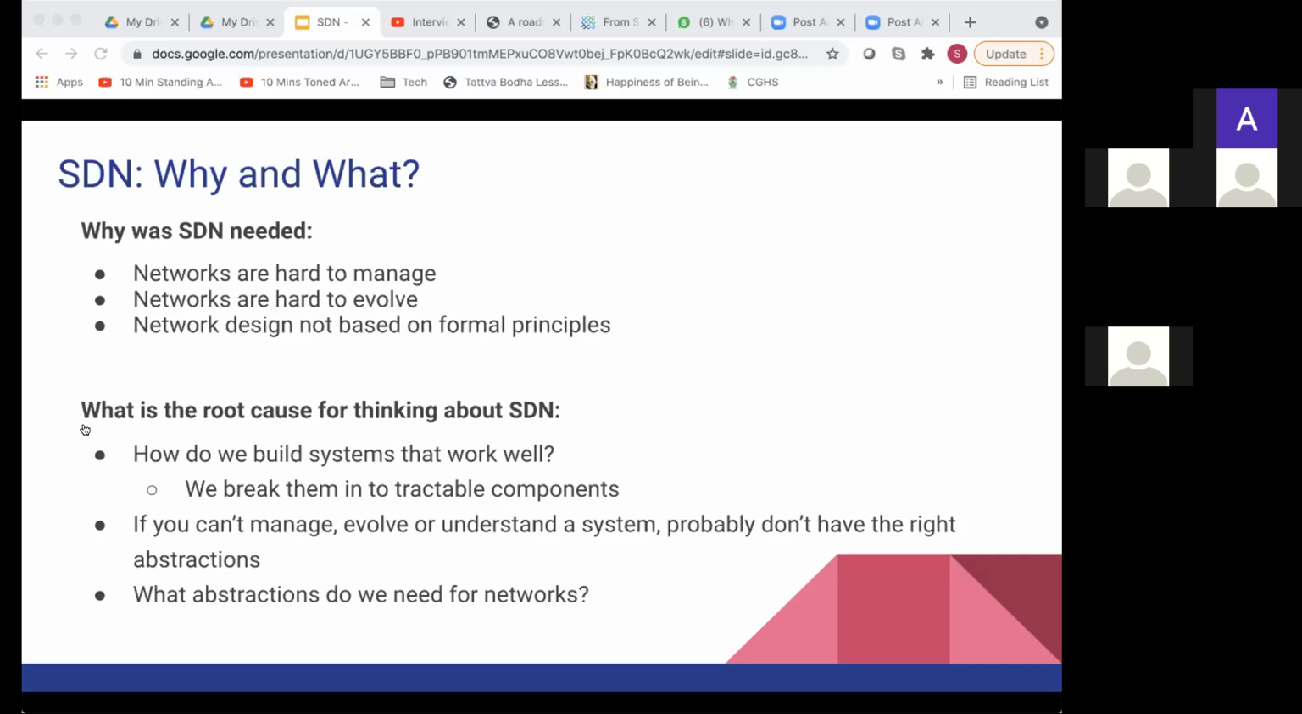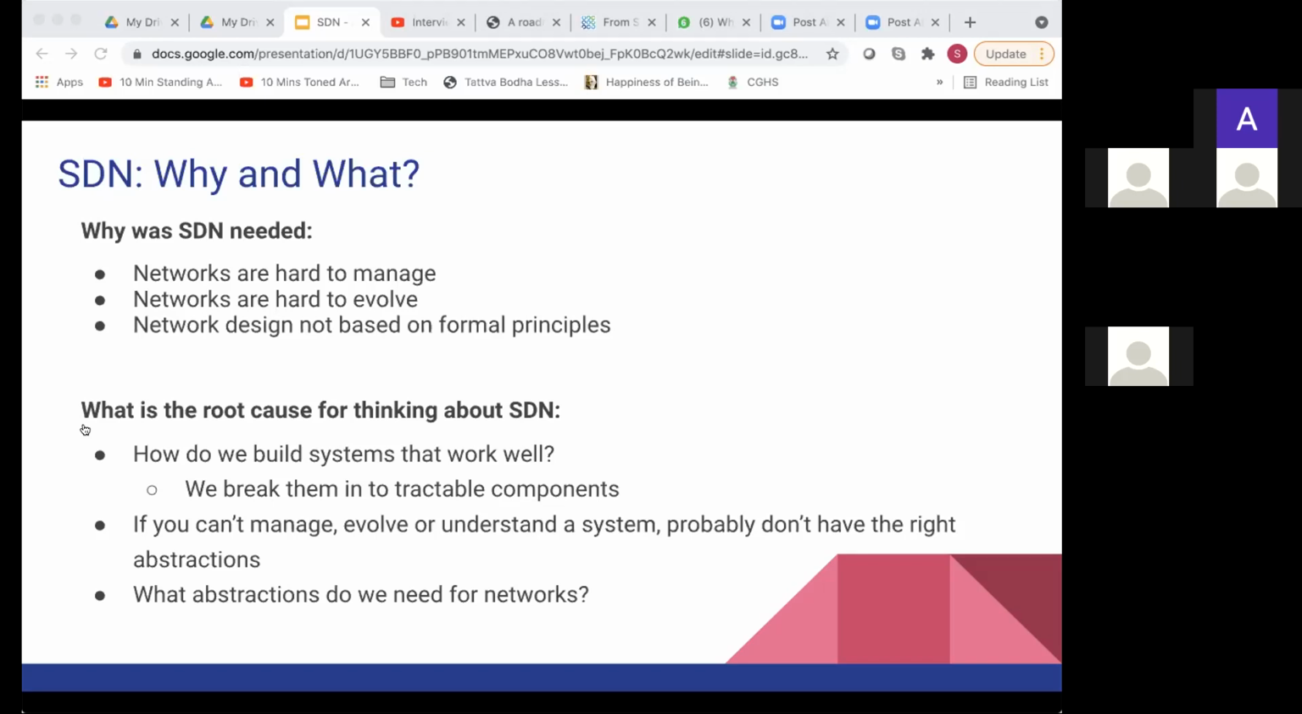So, remember these were the times of Java coming into being, right? Object oriented programming, abstraction, modularity, containerization. All these containerization came in later, but all this modularity conversation was happening at the same time, right? So everyone in every part of the technology was talking about how do we build a system that works well.